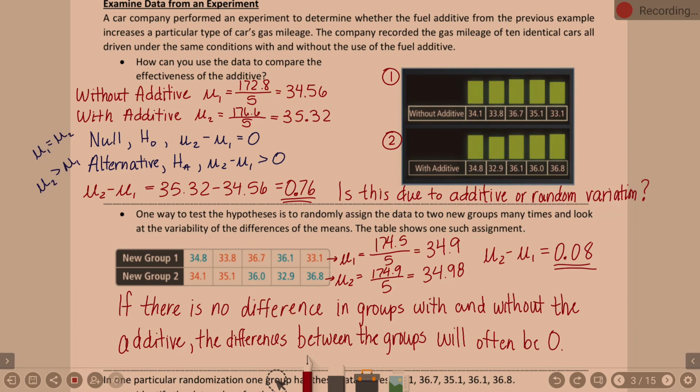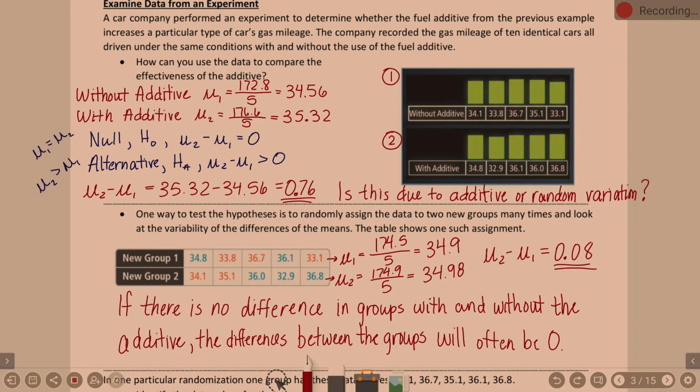And I know I hadn't gotten it written down, but I think what we'd started to talk about was the idea that when you mix the groups around, with and without additive, if the difference between the means is very little, so if it's close to 0, what that's going to support is that if there's no difference in groups with and without the additive, the difference between the groups will be 0. So if the additive is not doing much of anything, then these means are going to be pretty close. And that's what this was showing.